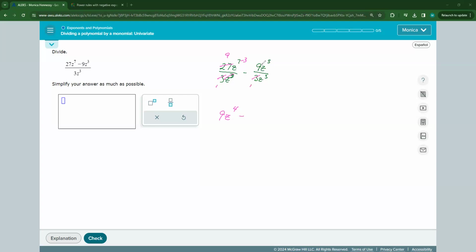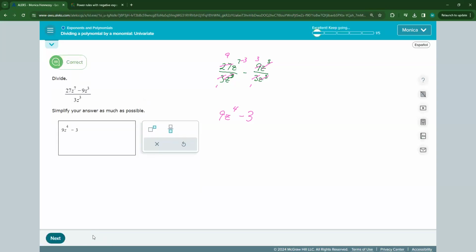3 goes into 3 once, goes into 9 3 times. The z's, there's the same number of them top and bottom. They're both a z to the 3rd, so they just cross out. So I'm just going to have a 3 standing there. We're going to type our answer in: 9z to the 4th minus 3. Check my answer, and we get the next problem.